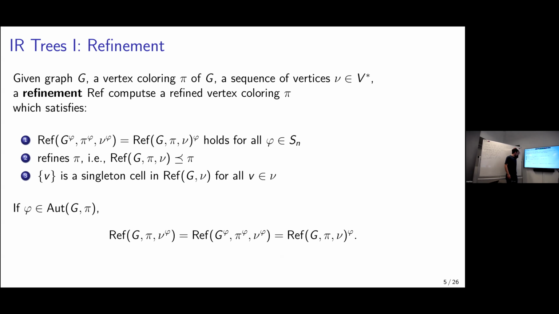So the three properties, I'm not going to do them in order. Maybe let's start with the third one. We have this sequence of vertices, which is supposed to be the individualized vertices of the graph, basically the manual splits that you do. The third property says that the refined coloring, the coloring that the refinement returns, respects these individualized vertices. These individualized vertices must get their own color in this refined coloring.